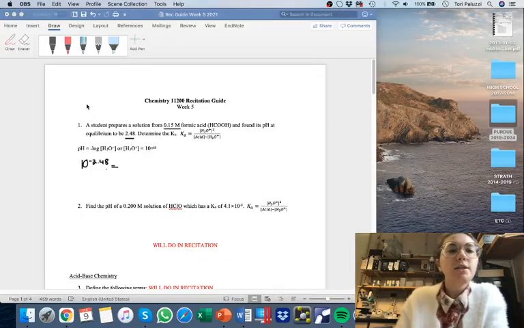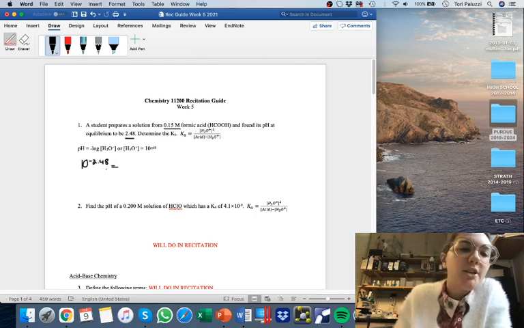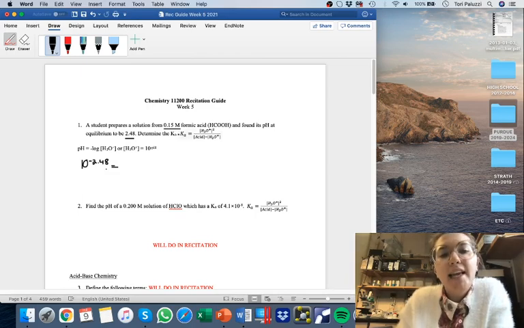All right, so we're just gonna hop right into recitation week 5 and start going right into this. When I read this question, a student prepares a solution from 0.15 molar formic acid and found its pH at equilibrium to be 2.48. I'm then asked to determine the Ka value.